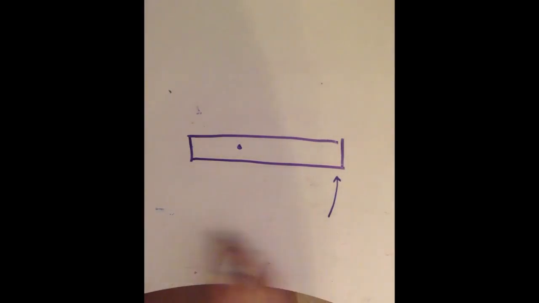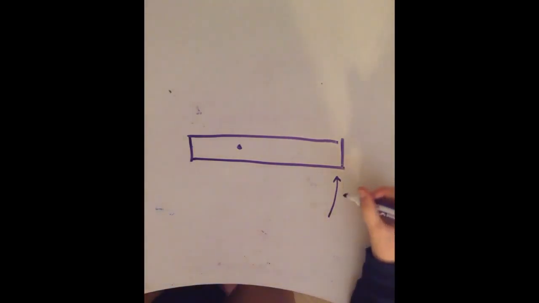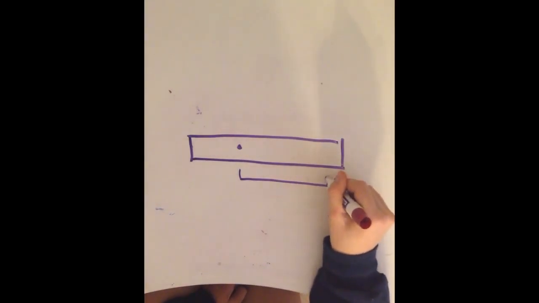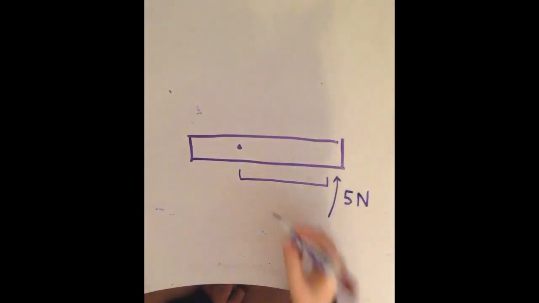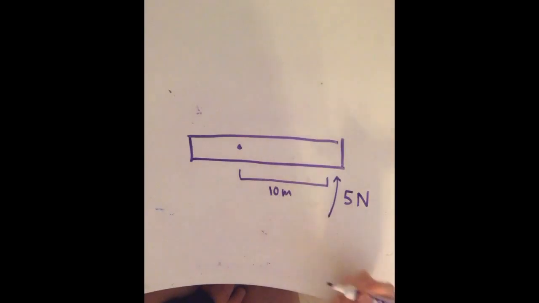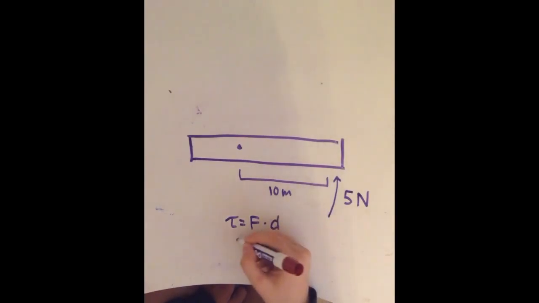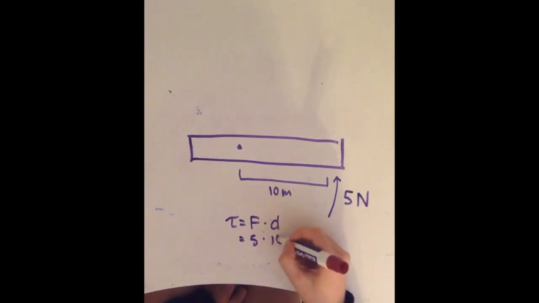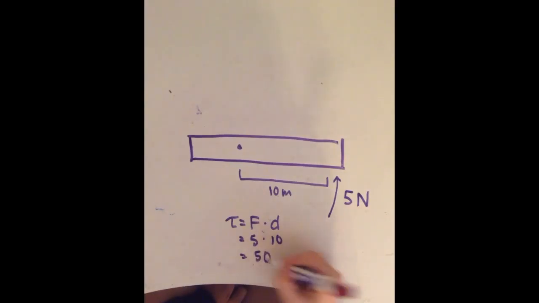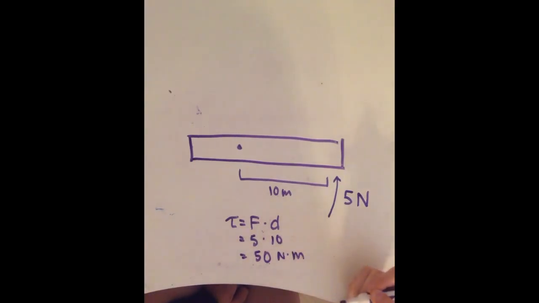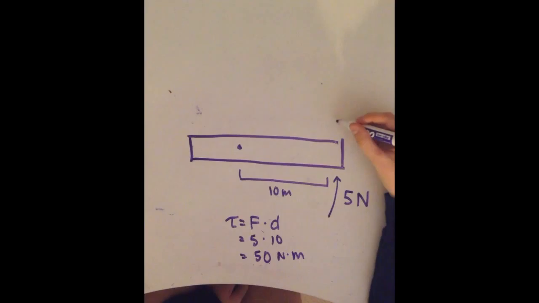Okay, so let me show you an example. Let's say that force is 5 newtons. And the distance between the fixed point and that force is 10 meters. So you'd apply it to the equation, which is force times distance. So it would be 5 newtons times 10 meters. And that would give you 50 newton meters. So remember that, 50 newton meters.